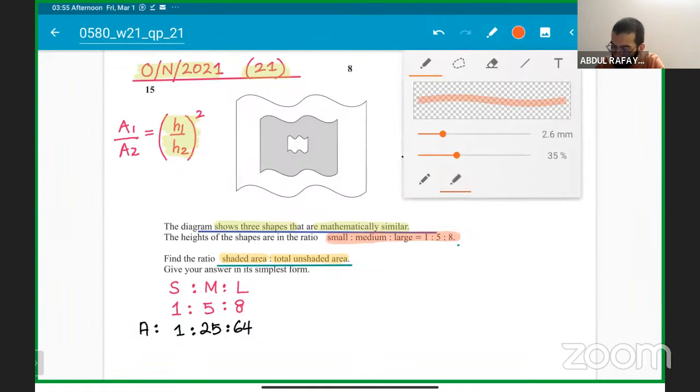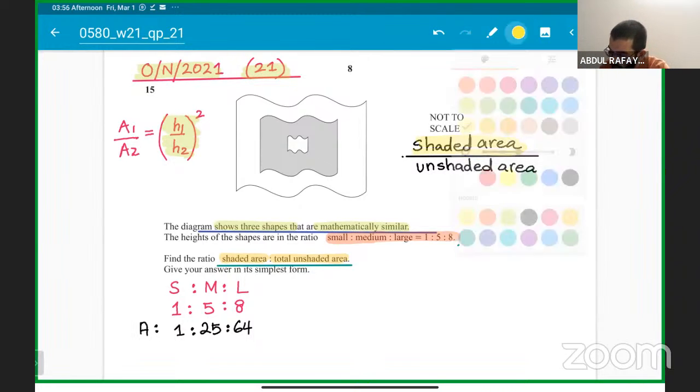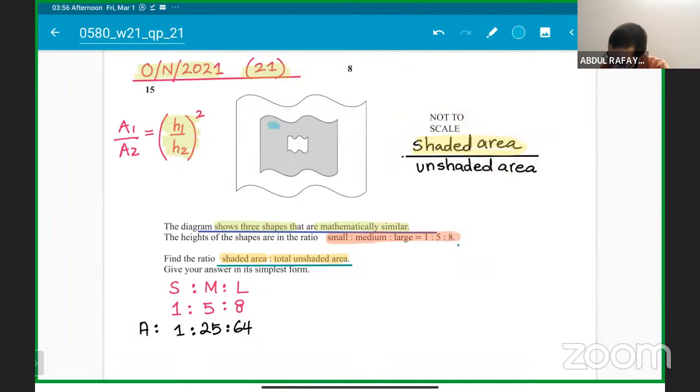So follow the diagram carefully. Let's first only talk about the numerator. What is the numerator standing for? The numerator will be the shaded area, that is this color. The shaded part is this. So it's the medium one, right?